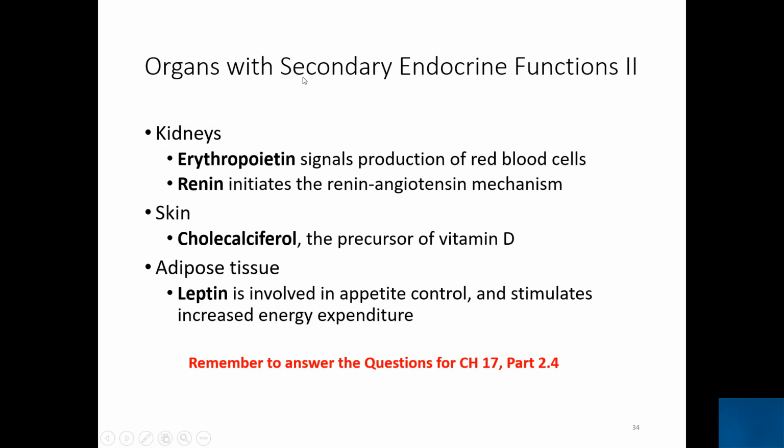Other examples of organs with secondary endocrine functions would be the kidneys, producing erythropoietin for production of red blood cells, and renin. Our skin produces cholecalciferol, the precursor of vitamin D, and even our adipose tissue can produce leptin that stimulates increased energy expenditure. Please remember to answer the questions for part 2.4.